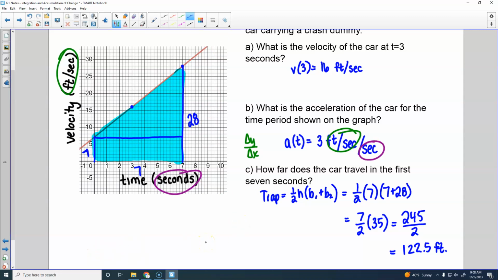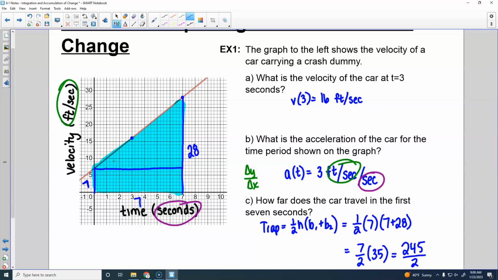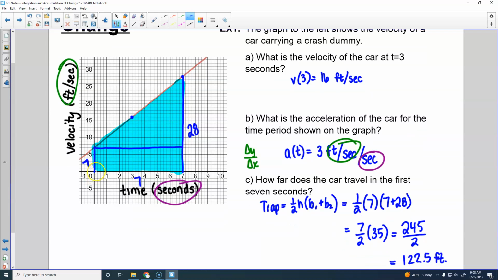Okay, questions? Now, this is how far the car traveled. We don't know where it started, right? It didn't tell us where our starting point is. We just know in that 7 seconds that it traveled 122.5 feet. So if it started at 0, then that's where its position would be. If it started somewhere else, if it was already 50 feet down the track, then we'd have to add that to find the position.